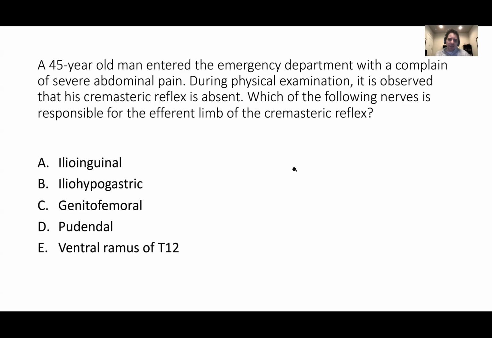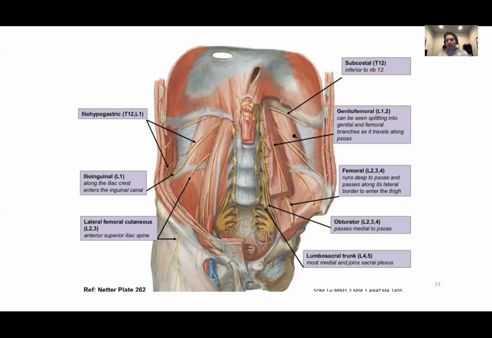Okay, so you have to be careful here. There's an afferent branch and there's an efferent branch. Afferent is going to be the sensory aspect. That's going to be ilioinguinal. The efferent limb is going to be the genitofemoral branch. Okay, so it's going to be the genital branch of the genitofemoral nerve. That's going to be the efferent branch that helps to lift the testicles with this cremaster reflex. The ilioinguinal is going to be the afferent or the sensory aspect.